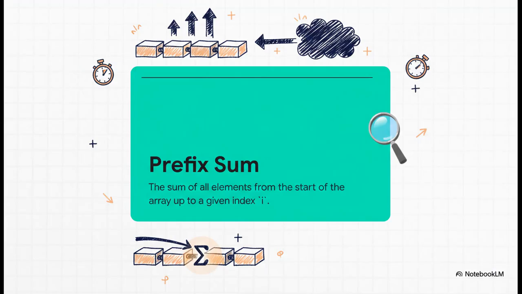This right here is our secret weapon, the prefix sum. And it's exactly what it sounds like. It's just a running total. As we walk through the array, we just keep a little tally of the total sum from the very beginning all the way up to our current spot.